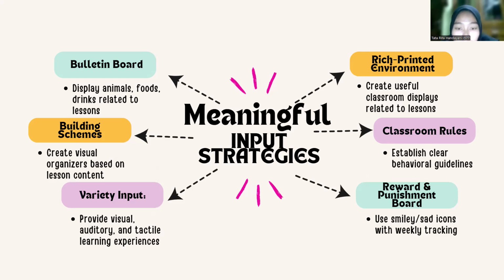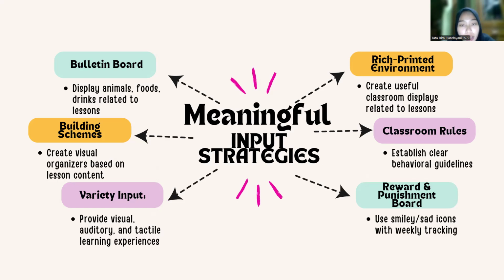Second, visual learning systems. Young learners are very visual. Create mind maps, flowcharts, or graphic organizers that help them see connections between concepts. For example, a family tree for teaching family vocabulary, or a weather chart for discussing seasons and clothing.